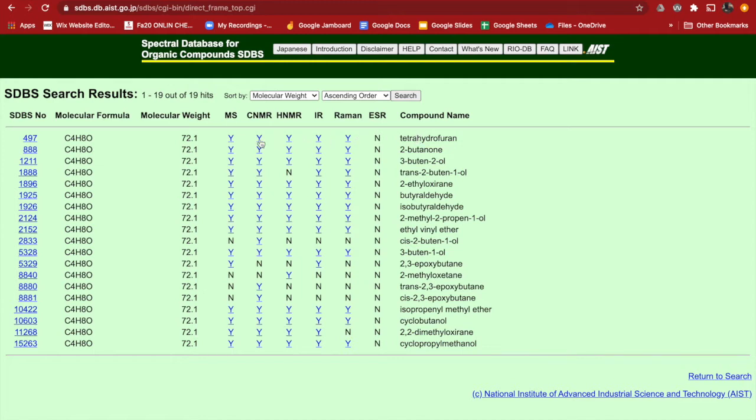So I have the mass spectrum, which we haven't learned about, but we will. And then the carbon NMR we've learned a little bit about, but we'll learn more about it shortly. And then the hydrogen NMR, which we've learned a lot about. And then the IR, infrared spectra, we're going to learn about those shortly. Raman we're not going to learn about, or the ESR, but we've got all this available to us. Awesome. So here, let's go into the proton NMR.